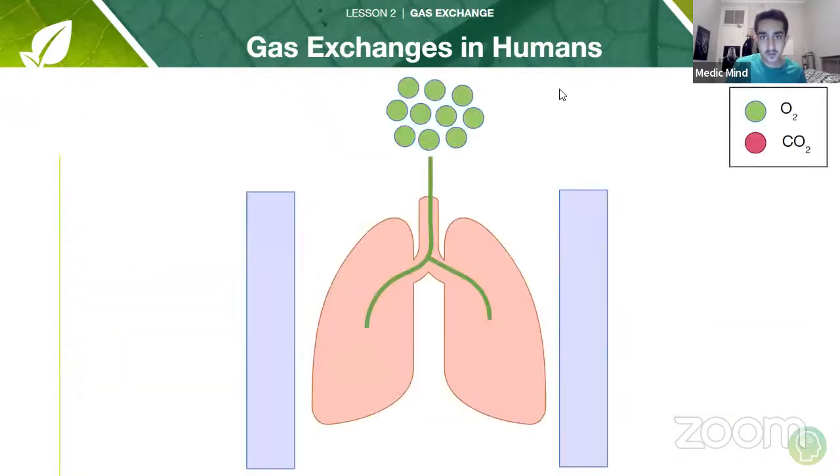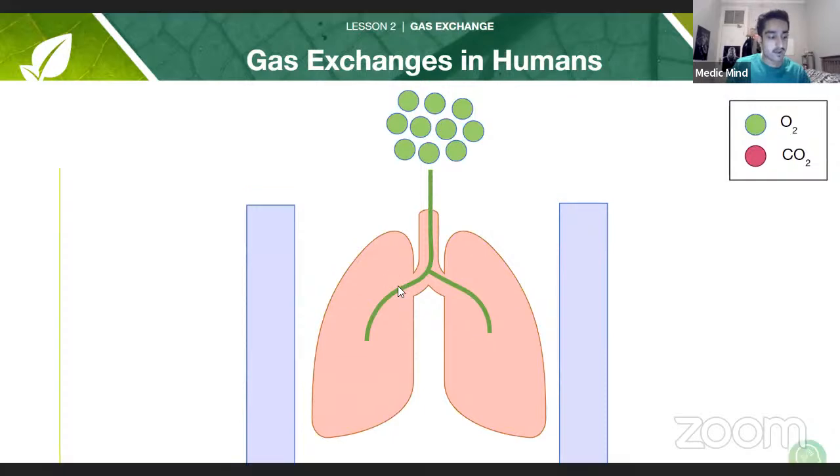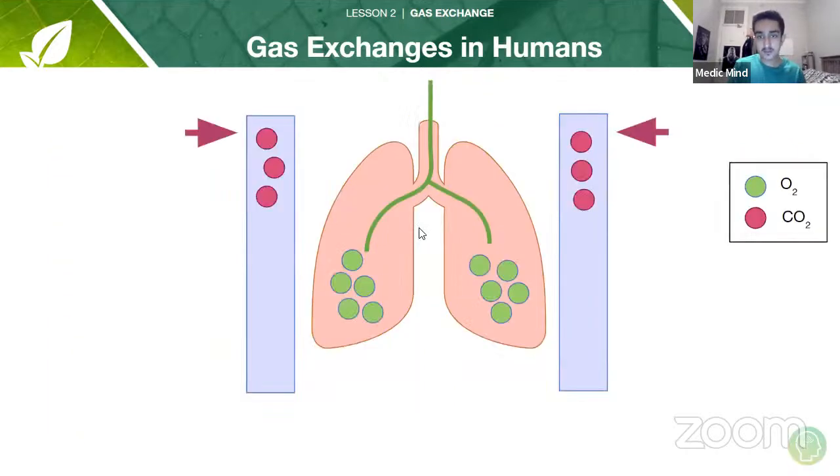So oxygen comes into the lung via the mouth or the nose. It then passes into the bloodstream. In the same vein, carbon dioxide, which is produced by actively respiring muscle cells, is in the bloodstream. It comes through the blood back to the lungs, where it is diffused out of the blood, back into the alveoli, back up and breathed out.